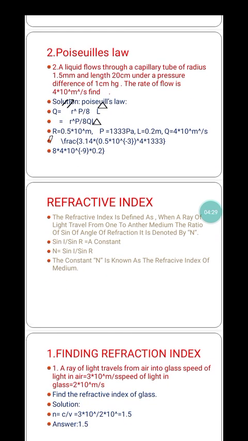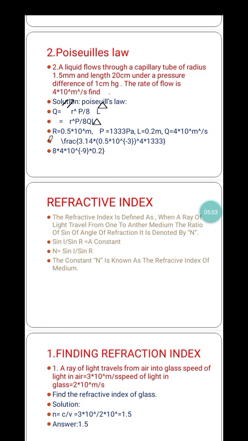Second problem. Poiseuille's law. A liquid flows through a capillary tube of radius 1.1 millimeter and length 20 centimeter under a pressure difference of 1 centimeter Hg. The rate of flow is 4 into 10 power minus 9 meter per second. Find the viscosity.